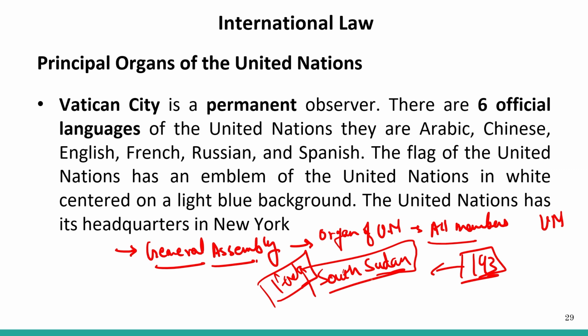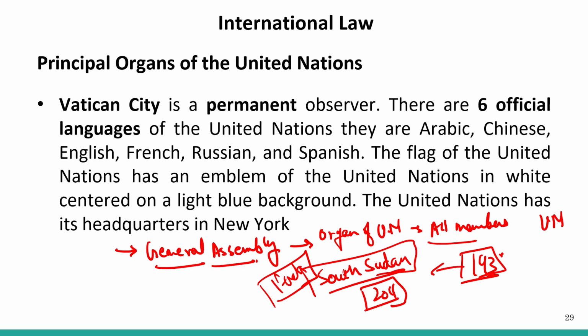South Sudan was the country which has last joined the United Nations as the 193rd member, and this was in the year 2011. Since 2011 till 2023, no other country has joined the United Nations. But if you take the whole world, the majority of the countries are part of the United Nations organization.